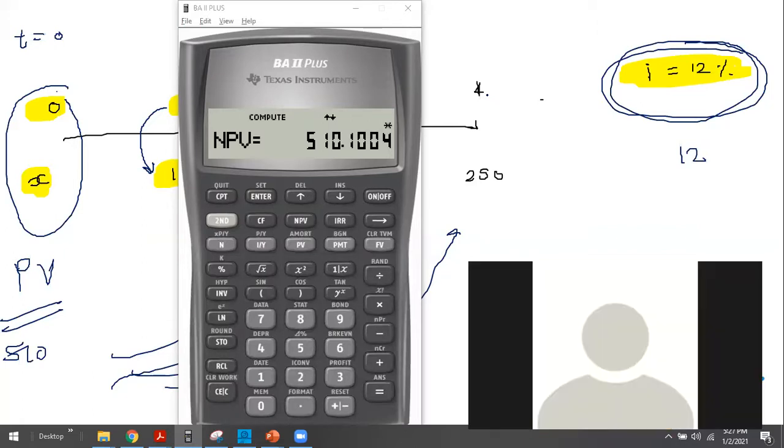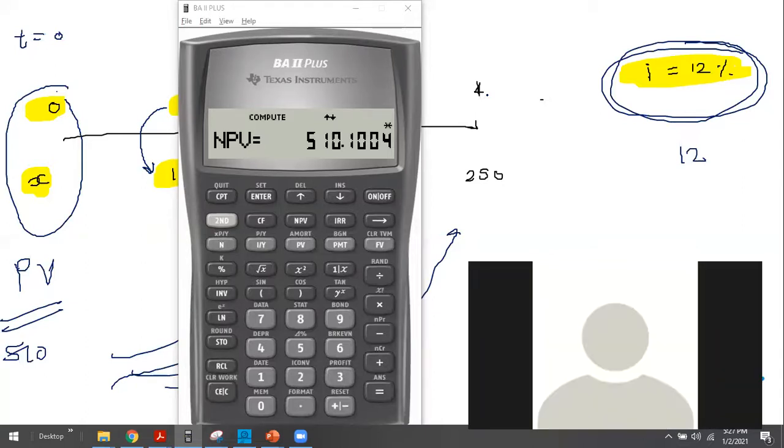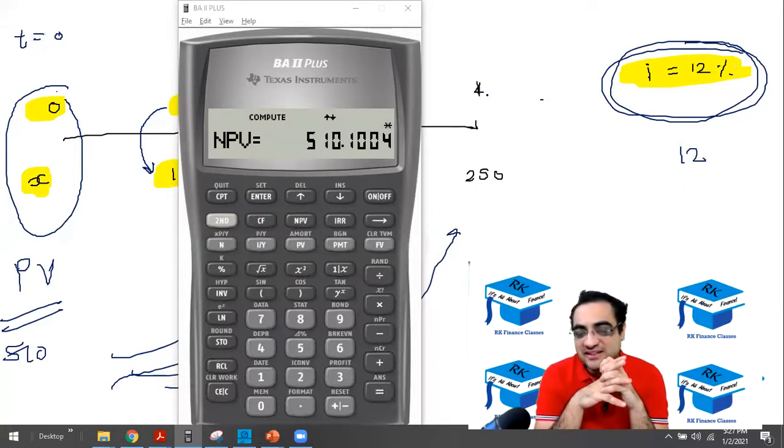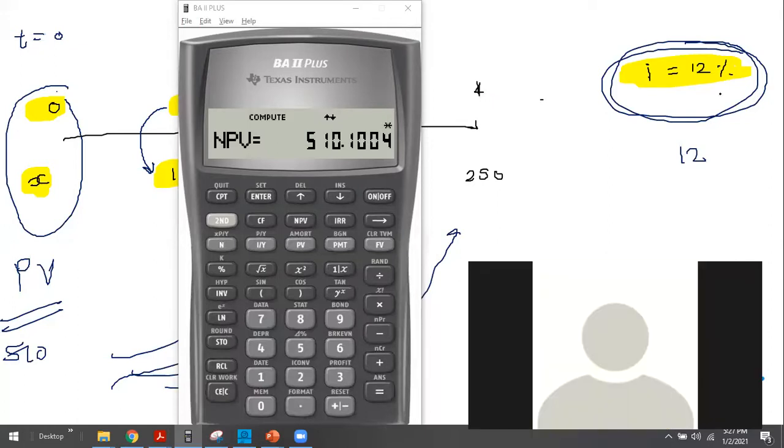Okay. And my other doubt is, if the frequency would have been monthly, then I would have put FS 12, is it? No, it's not like that. I'll explain that in a separate example. Oh, okay. All right, fine.